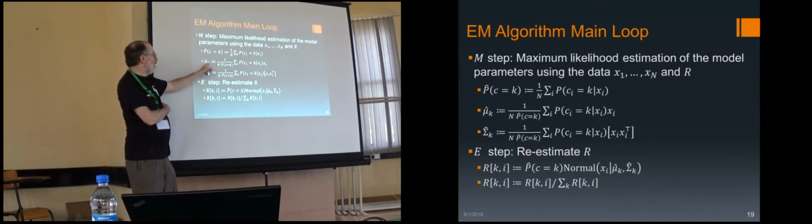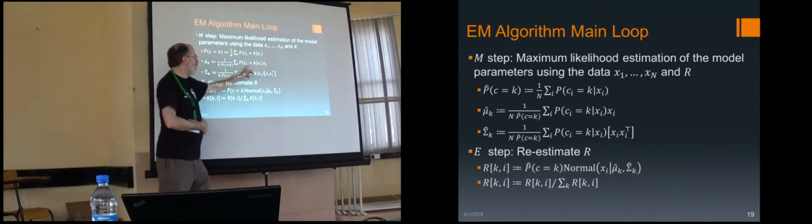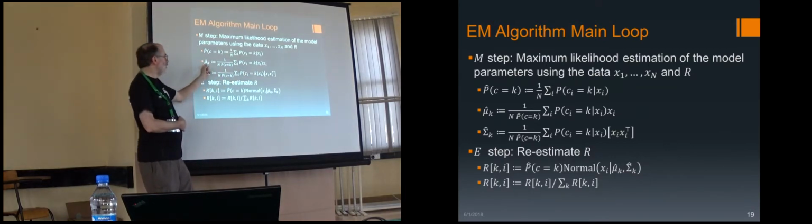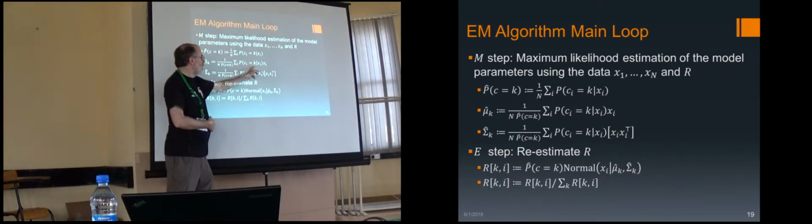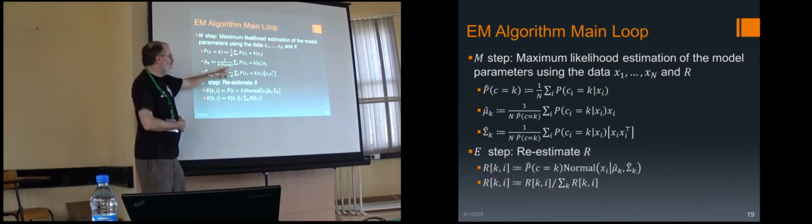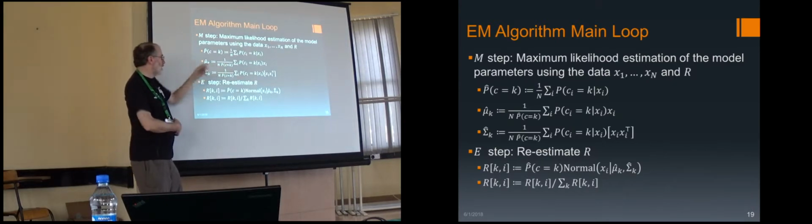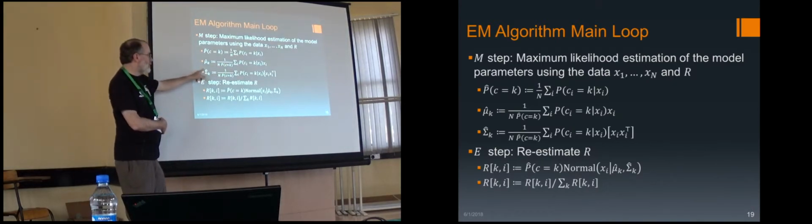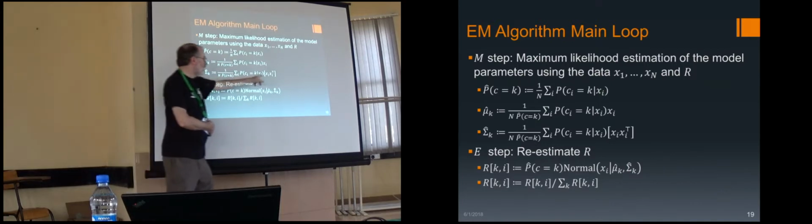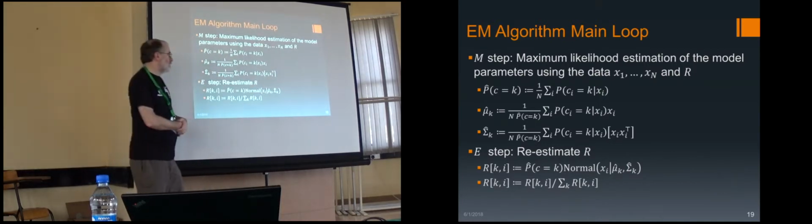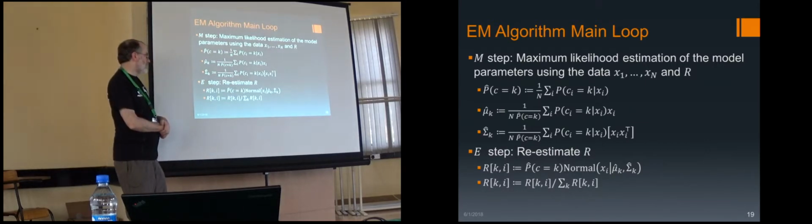And similarly, we can estimate the mean of each distribution as the weighted average of the points weighted by their responsibilities. So the mean for class K is the probability that the point belonged to class K, and then we have to normalize by the probability of drawing any point from class K and N. And the same thing for the covariance matrix. Again, we're taking the outer product, XX transpose, of each data point, but then weighting it by the probability it belongs to cluster K, component K.